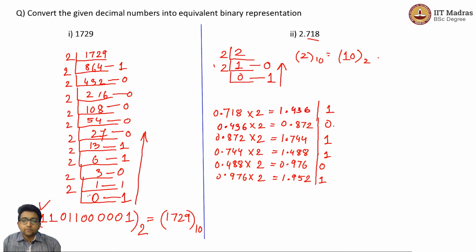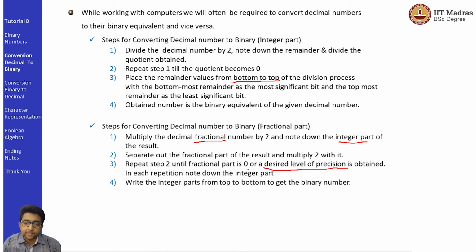Okay, so you see that we have done maybe 6 steps, and we still did not get 0 in the fractional part. So we were continuing our rule. We are proceeding by multiplying by 2, right? So let's go to the previous slide. We checked that we repeat step 2 until the fractional part is 0 or a desired level of precision is obtained.